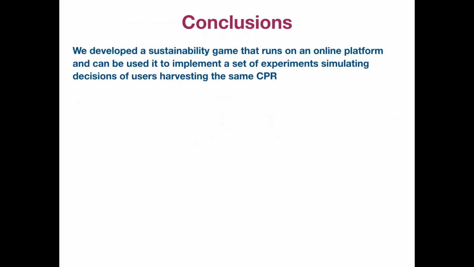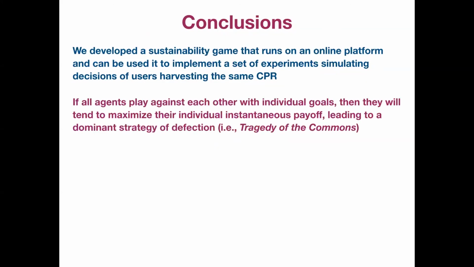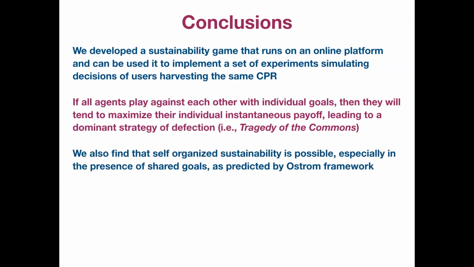So concluding, we have developed a sustainability game that runs on an online platform, and it can be used to implement a set of experiments simulating decisions of users harvesting common pool resources. If all agents play against each other with individual goals, then they tend to maximize the individual instantaneous payoff. And we see that in most cases, indeed the tragedy of the commons is retrieved. But this is not always so. In fact, we found that self-organized sustainability is possible, especially in the presence of shared goals, as predicted by Ostrom's framework.